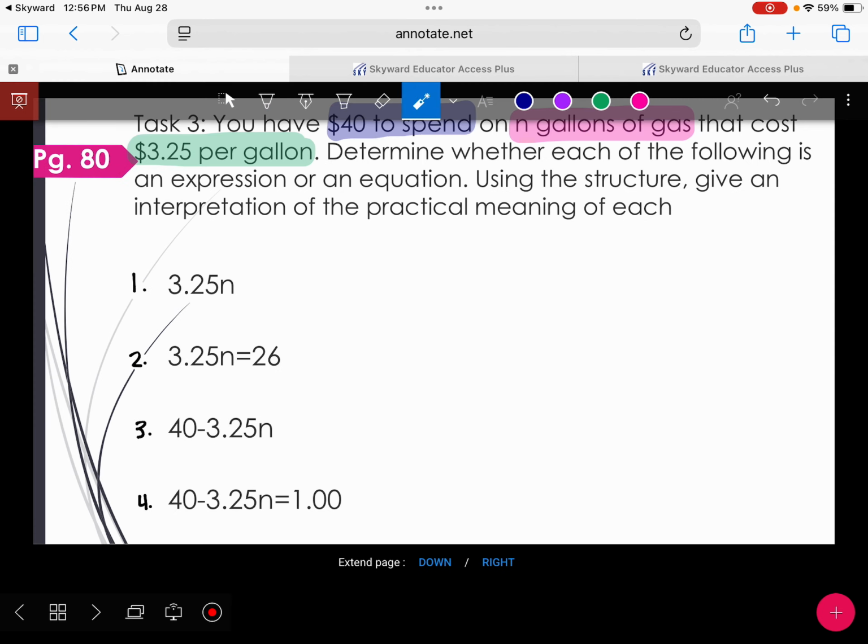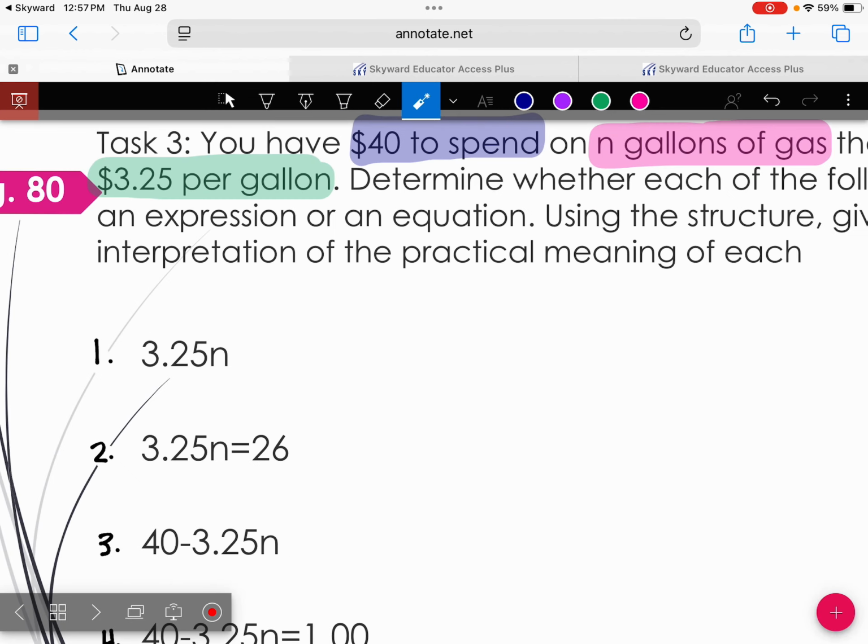So we know we have a total of $40 to spend on N gallons of gas. They're not telling us how many gallons we're getting, but that the gas costs $3.25 per gallon. Number 1 is just representing the cost per gallon times the number of gallons.